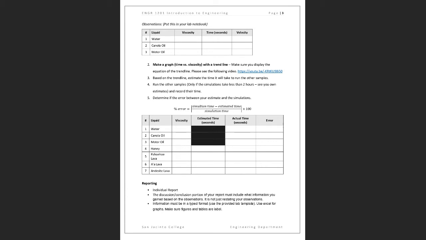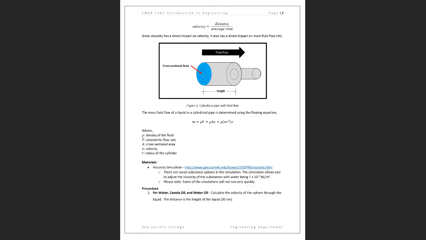So, pretty simple lab. You have the equation for calculating mass flow rate, but for the most part, you are just timing your fluid. You have your volume because of the volume of the bottle. So, any other questions? Nope. All right, cool, good deal.